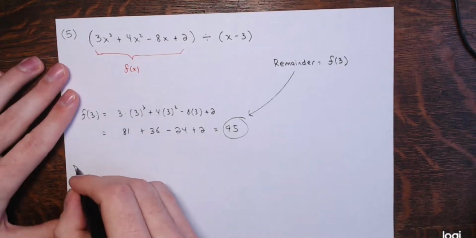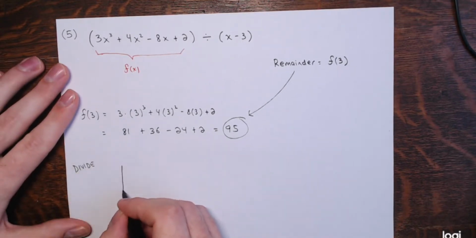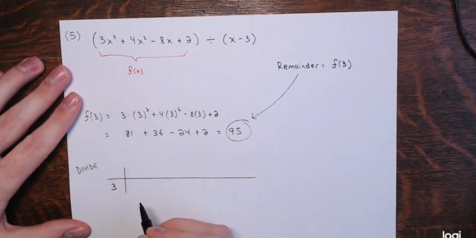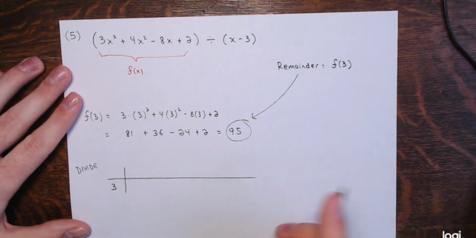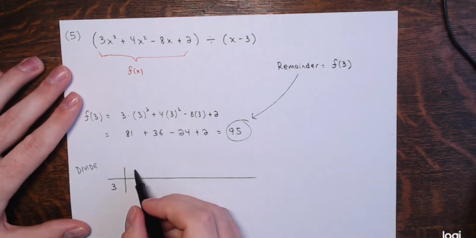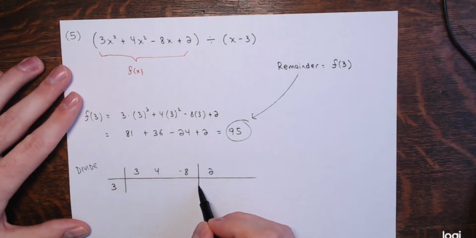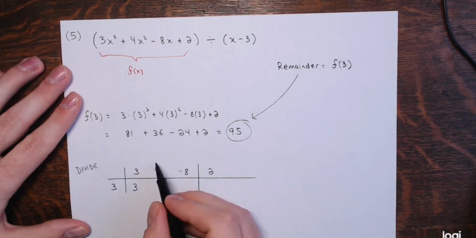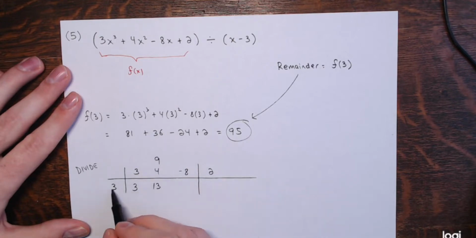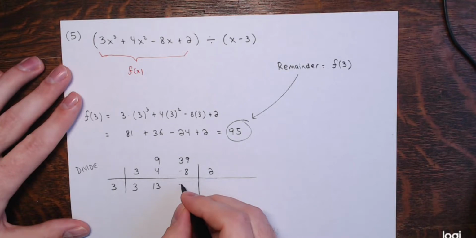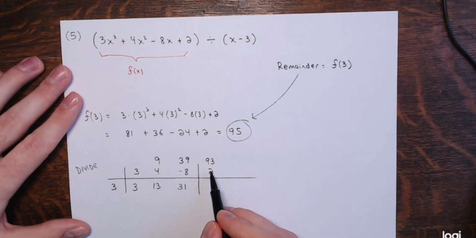Well, let's see. Let's actually divide one more time. I'm using x minus 3, so the value of k is 3 here. And the coefficients of the dividend are 3x cubed, positive 4x squared, negative 8x to the first, and then positive 2. Drop the 3. 3 times 3 is 9. 9 plus 4 is 13. 3 times 13 is 39. Then minus 8 would be 31. And then 3 times 31 is 93. Plus 2 is, oh, look at that, hooray, 95.